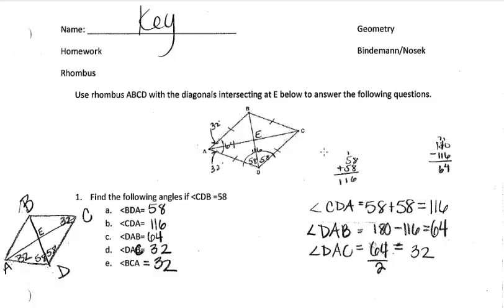DAB is supplementary to 116. They make 180. So I subtracted it over here from 180. And 64 degrees was left for angle A, all of angle A. DAC is just half of it, 32. And the same thing with BCA. This is also 32 because that is also 64 and cut into two equal pieces, 32 and 32.